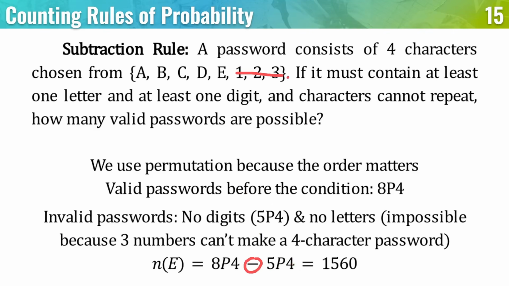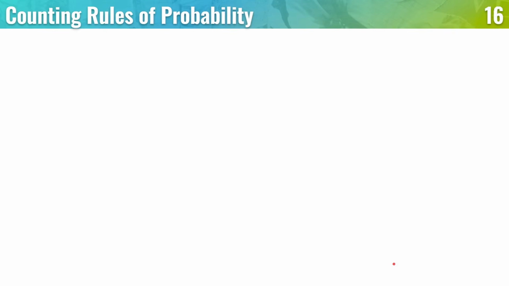And then for the cases where there are no letters, it's impossible because the digits are only 3 and we need 4 characters. If we need 4 characters to complete it, we would need a letter. So that's why it's impossible. So this is the thing we have to subtract from here. So 8p4 minus 5p4 is going to equal 1560. So that's the number of valid passwords that are possible for this item.